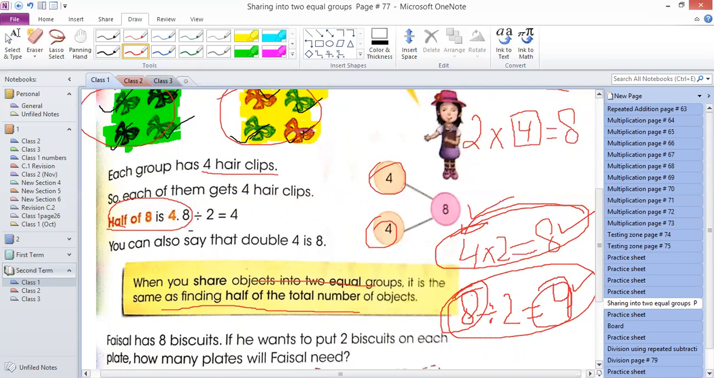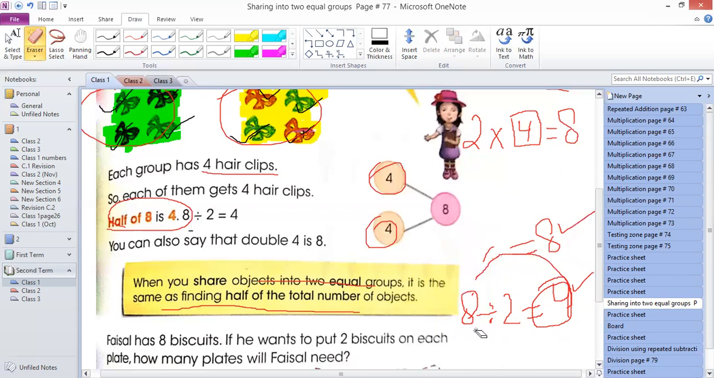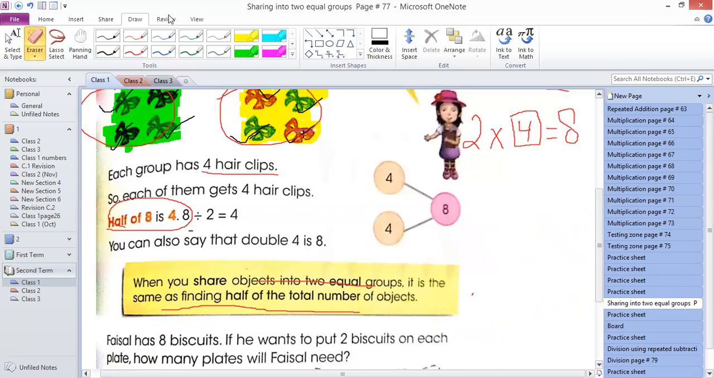Okay. If I find out half, I will get 4. Same here, 8 divided by 2 is 4. If I find out the double, it will be 8. So doubles and halves are opposite to each other. If you share objects into 2 equal groups, that means you are finding the half. And if you multiply it by 2, that means you are finding the double.